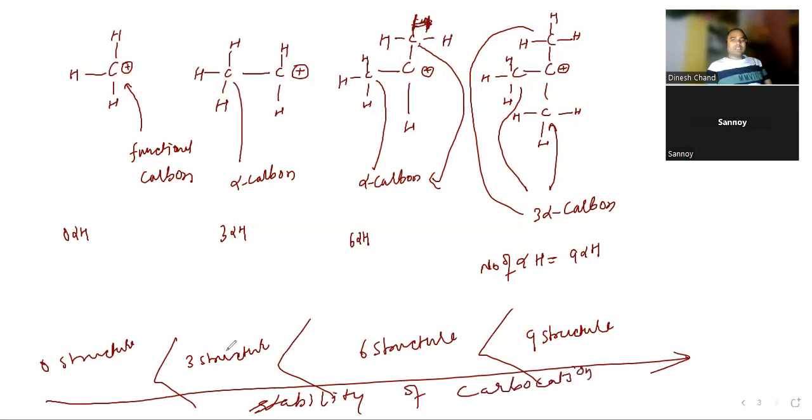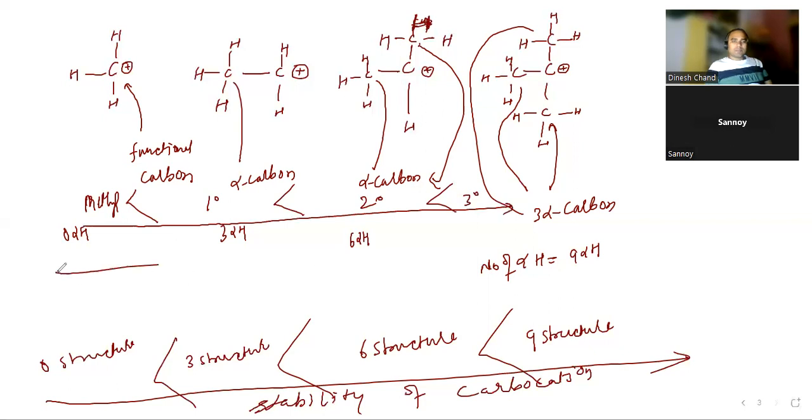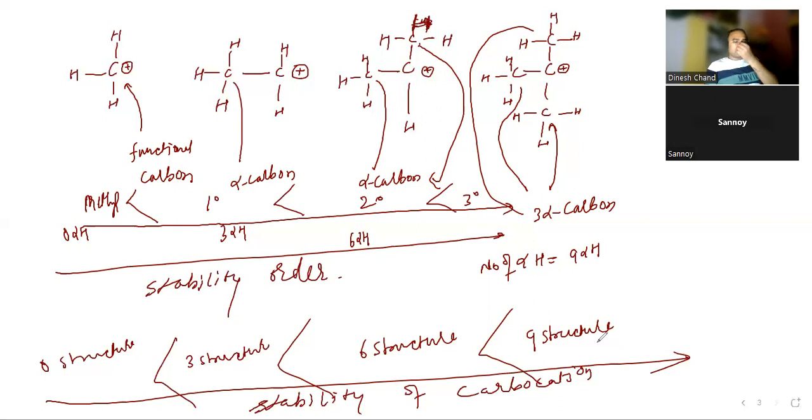Stability of carbocation means which is the most stable? This is not the 1 degree, that is called methyl. Then it is 1 degree, then 2 degree, and finally 3 degree. This is the stability order, and you will be able to understand stability. Getting this one? Yes. Okay.